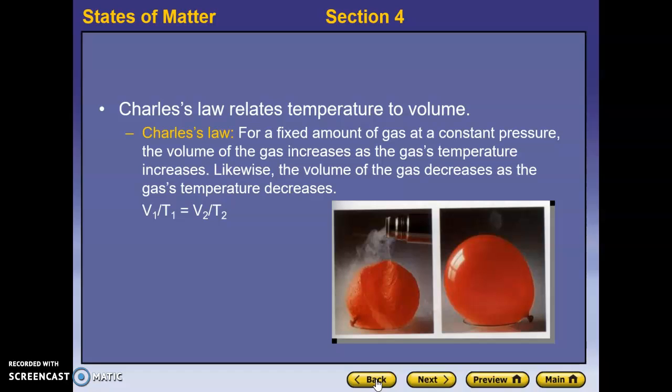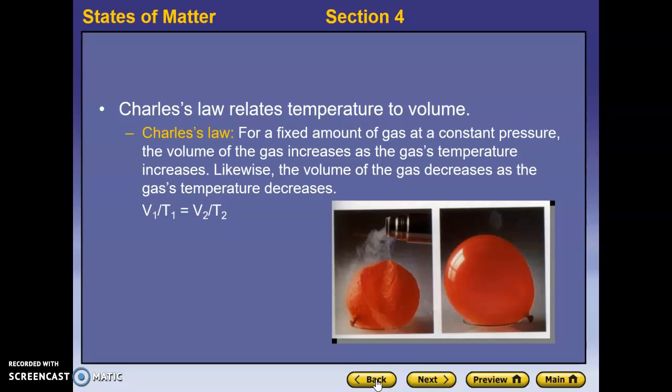The second gas law is called Charles' law. Jacques Charles was a French scientist who spent a lot of time working on gases and ultimately discovered there was a relationship between the volume of a gas and its temperature. His law says that for a fixed amount of gas at a constant pressure, the volume of the gas increases as the gas's temperature increases, and the volume of the gas decreases as the gas's temperature decreases.